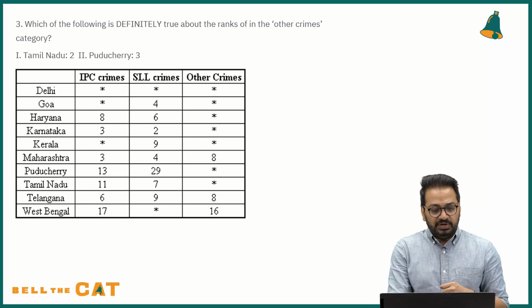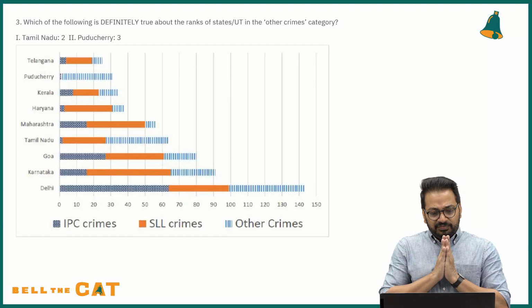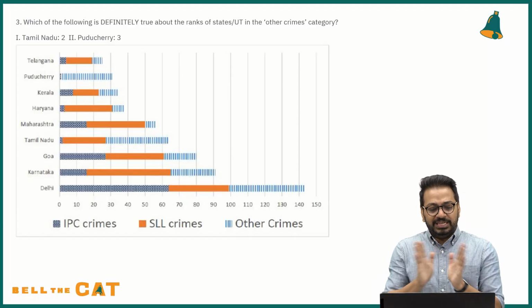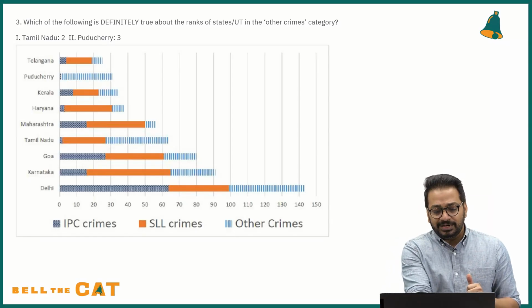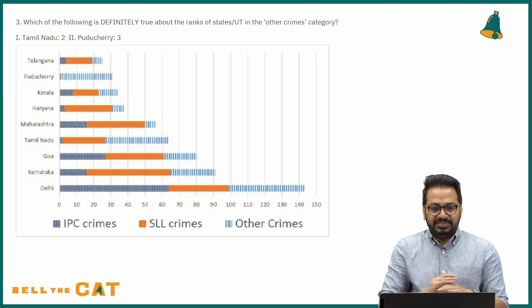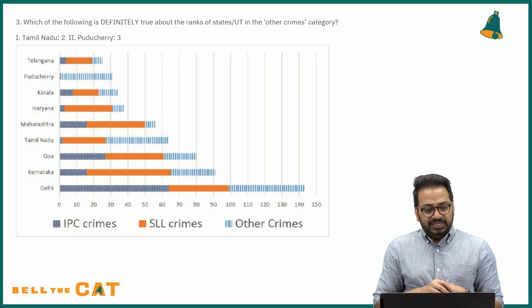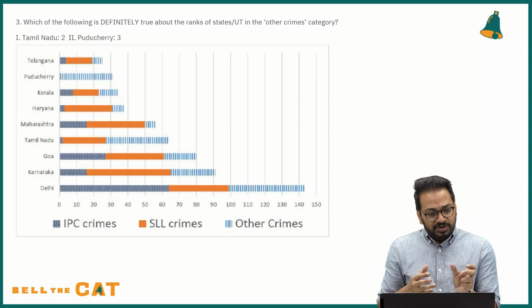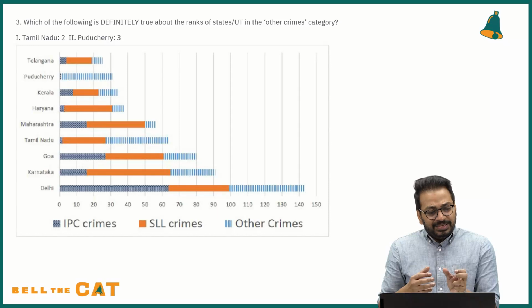We have to go to the chart. Now, if I go to the chart, other crimes, what do I know straight away? Without doing any calculation, I know what is rank 1. Rank 1, clearly the light blue bar, is Delhi. That's definitely not a doubt. Now what is the next highest after Delhi? If I look at it, the next highest ones are easily Tamil Nadu and Puducherry. Is anything else even close to that?